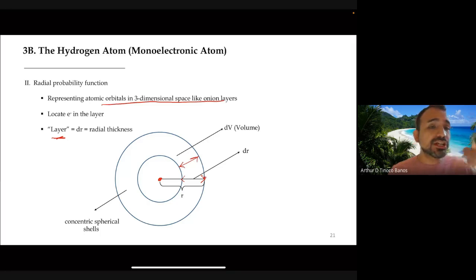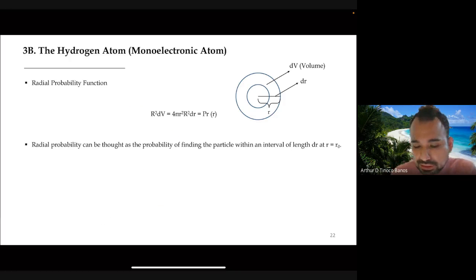All right, so this is another representation of thinking about orbitals and the probability of finding electrons within them. So using this as our model, this is our little model over here, and where our electron is with respect to the nucleus.